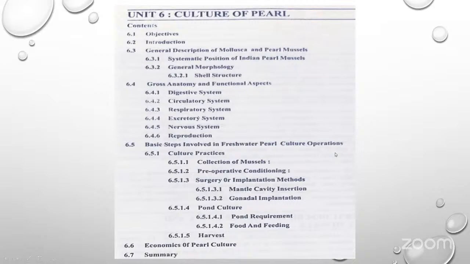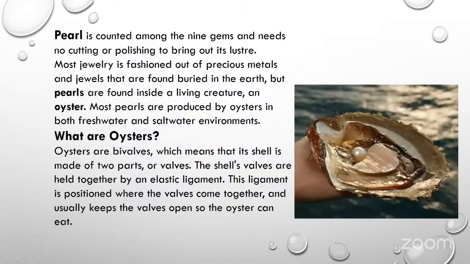Other than this, we are going to discuss various freshwater culture practices. In that, we are going to discuss collection of mussels, pre-operative conditioning, surgery or implantation methods, mantle cavity insertion, gonadal implantation, pond culture, pond requirement, pond and feeding, etc. So let us start with the topic, students.